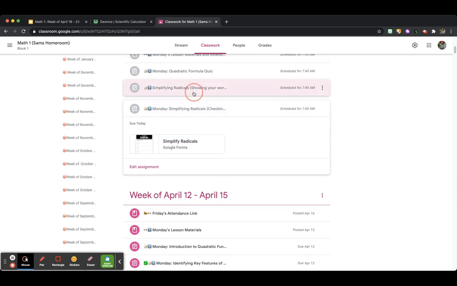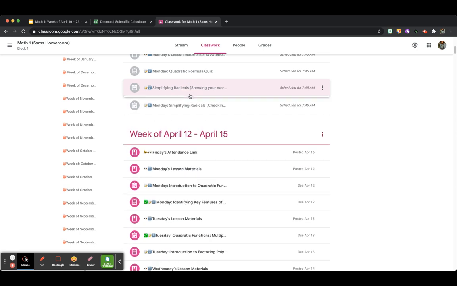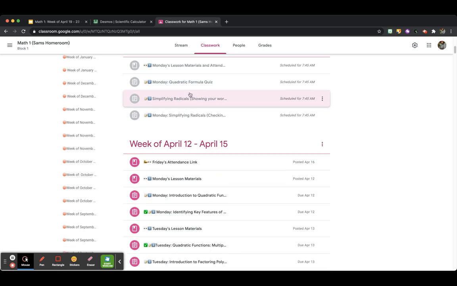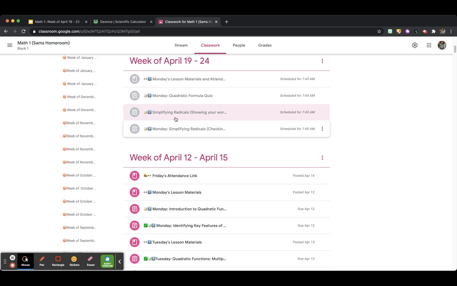So again, if you need to redo this assignment or want your assignment reset, just make a private comment to me and I will reset them. But both of these are going to be counted for today's assignment. So showing your work, how are you simplifying your radicals? That's very important for whenever you get your score back so I can better assist you with this particular skill.